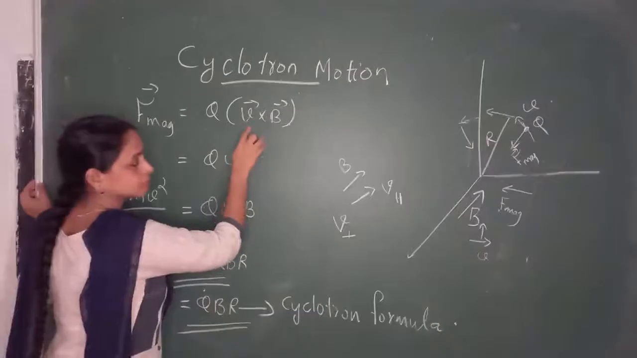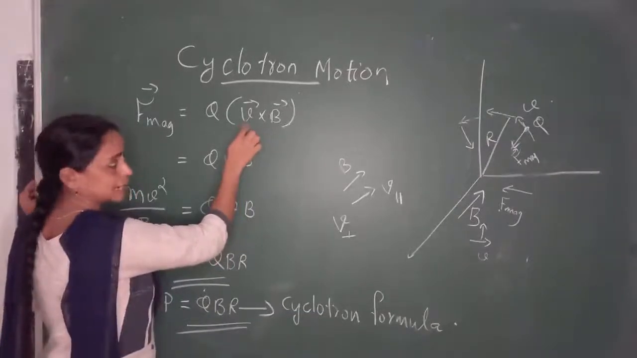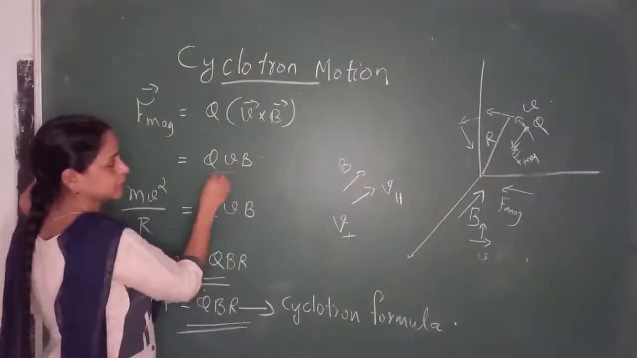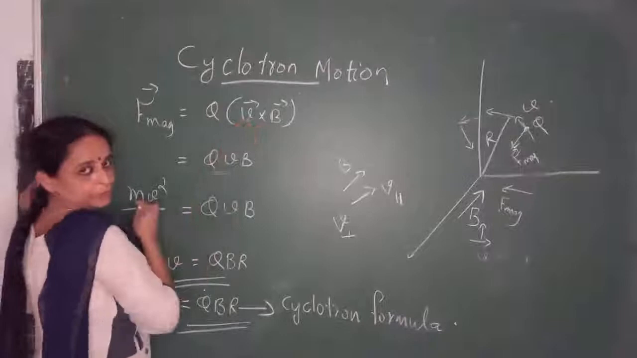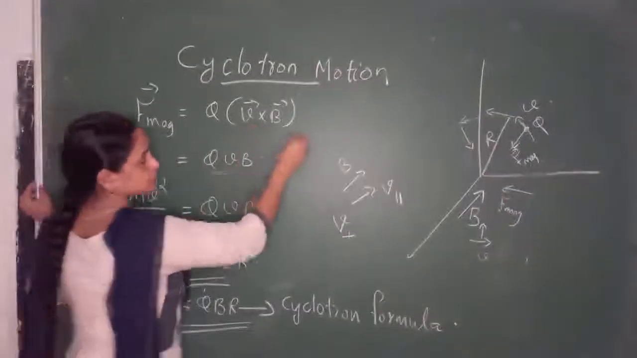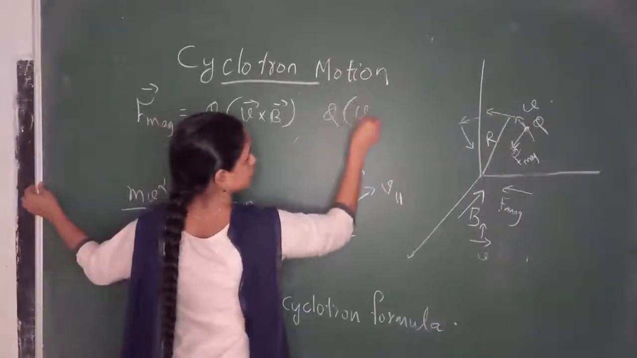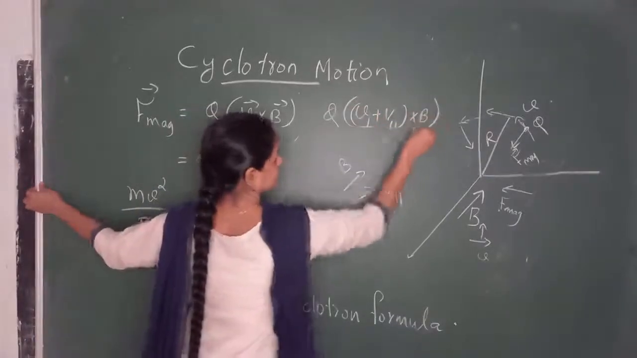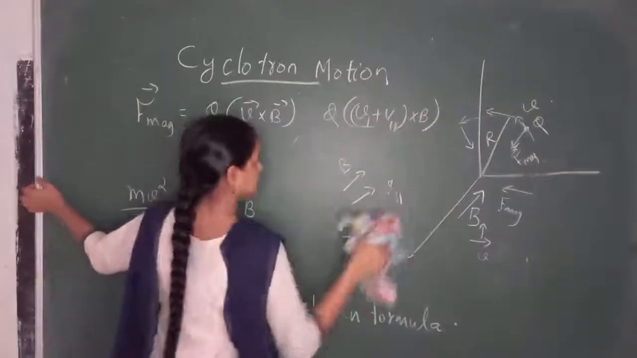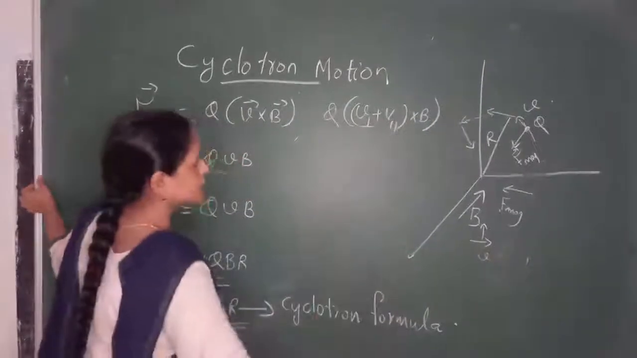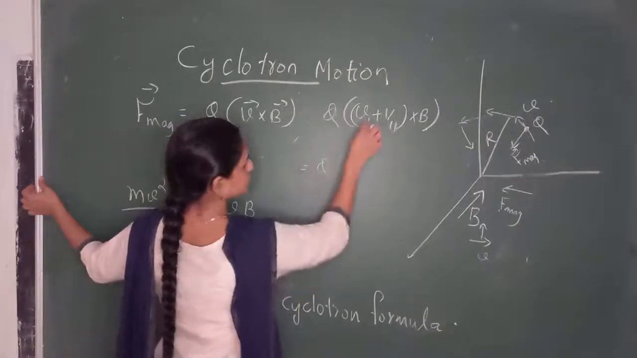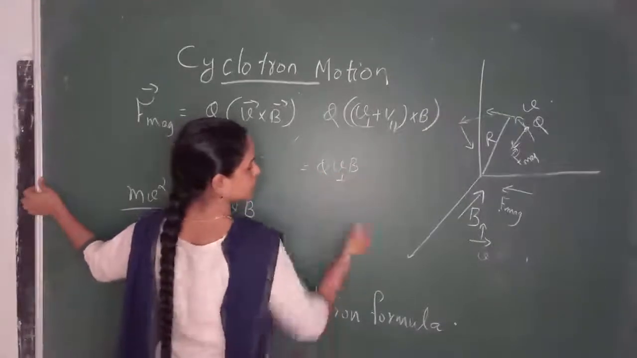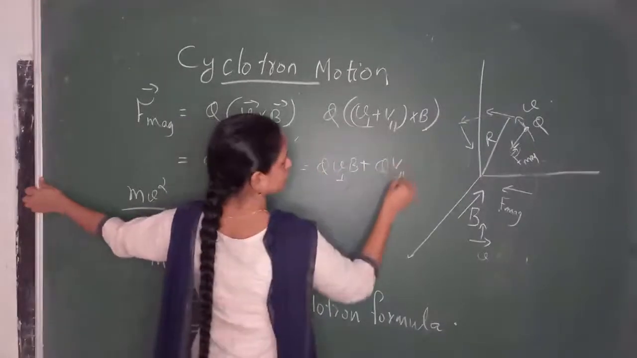So if the velocity has v parallel and v perpendicular, the v perpendicular will be responsible for this quantity q into v cross B, since v perpendicular and B are perpendicular. So if there is v parallel, we have to write the equation q into (v perpendicular plus v parallel) cross B. So you can see that this will give q into v perpendicular cross B, plus q into v parallel cross B.